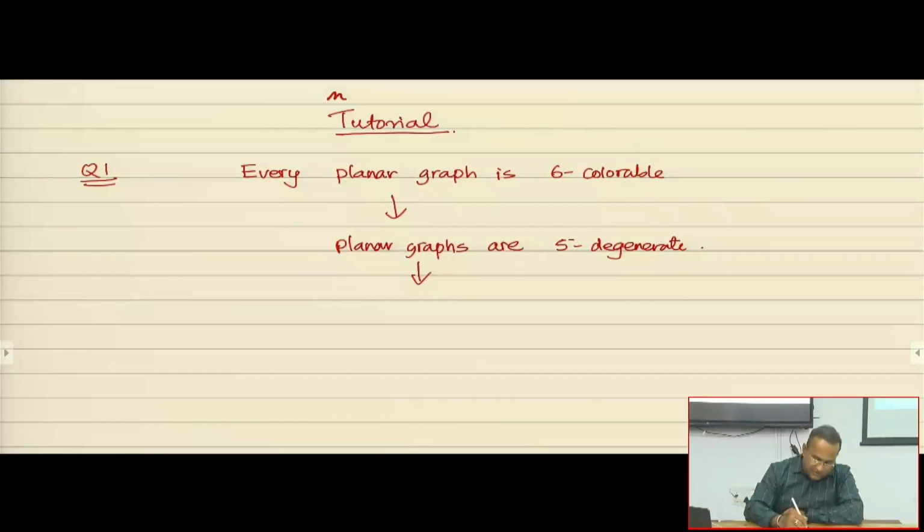The second question is already done: a double critical graph is critical, right? Everybody, right?